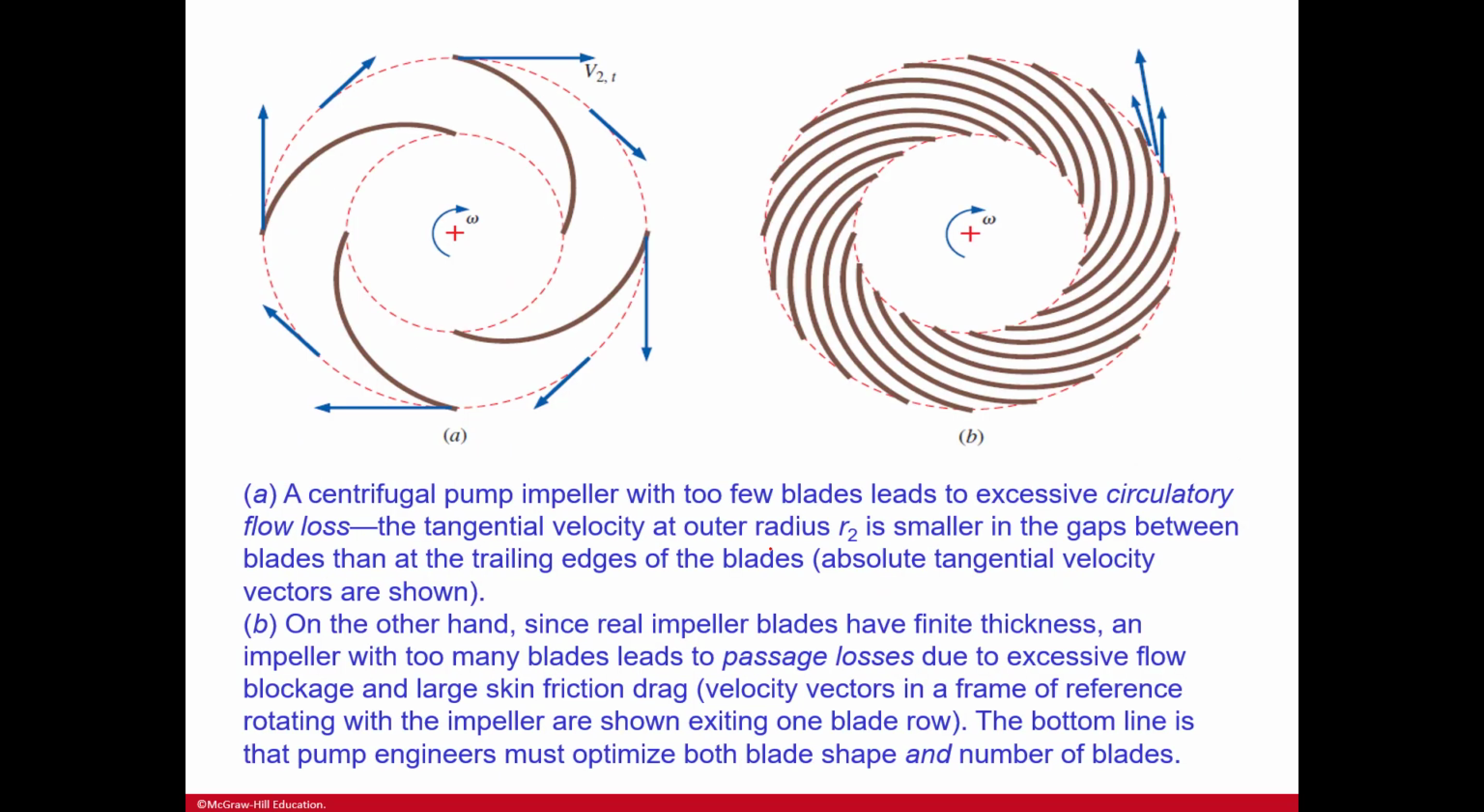Here you can see centrifugal pump impeller A with too few blades, and it leads to excessive circulatory flow loss. And then B is one with too many blades, which leads to passage losses due to excessive flow blockage and large skin friction drag.